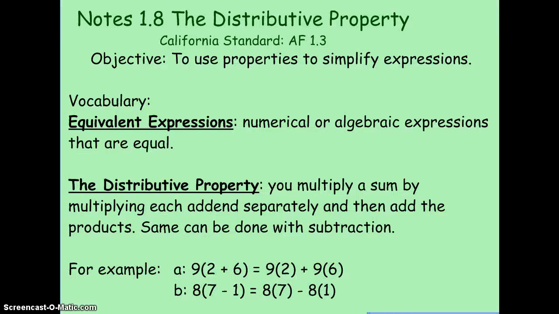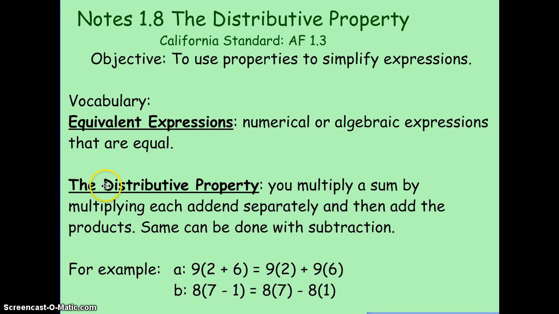Okay. Now for notes 1.8, a couple of vocab words. One vocab word would be equivalent expressions: numerical or algebraic expressions that are equal. Remember, expressions do not have an equal sign on them, so it would just be some numbers. For example, 5 plus 8 is equal to 8 plus 5. Those would be equivalent expressions.